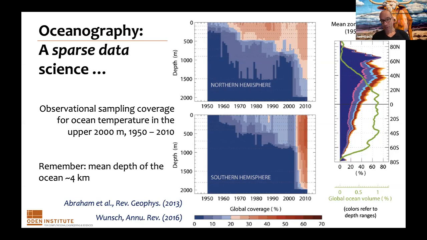The right figure shows you the distribution as a function of latitude, where you see this is skewed towards the Northern Hemisphere in terms of the percent of the sampling as a function of latitude. But that contrasts with this green bar, the global ocean volume, which sits more in the Southern Hemisphere. So there are many places that even today remain undersampled.